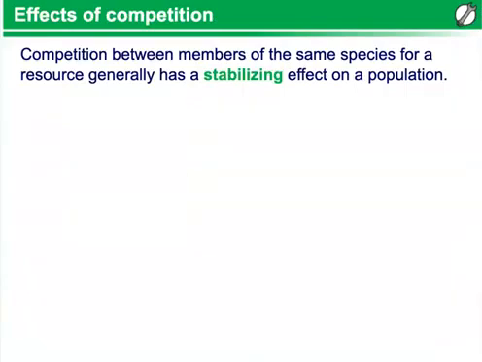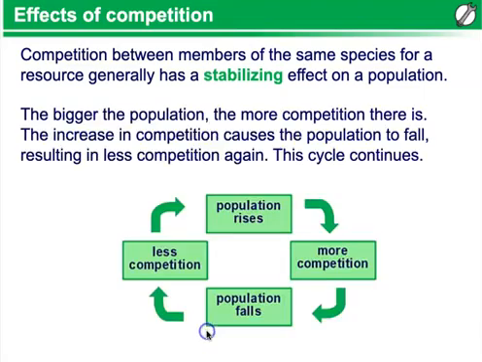Effects of competition. Competition between members of the same species for a resource generally has a stabilizing effect on a population. The bigger the population, the more competition there is. The increase in competition causes the population to fall, resulting in less competition again. And so the cycle continues. More competition leads to populations falling, therefore there is less competition, which causes the population to rise again.